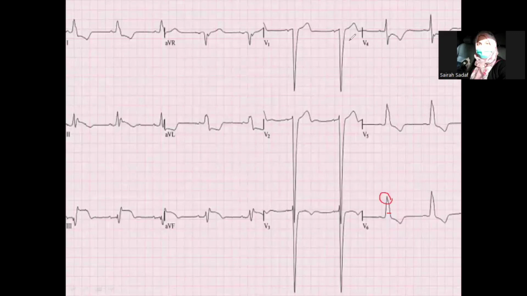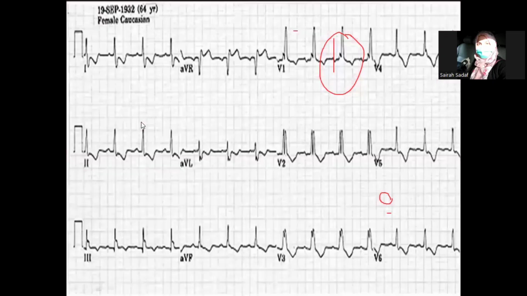And again, in V1, there's an S wave, the normal S wave is here. It is deeper and it is broader. So what is this? LBBB. Okay. Yes, this is LBBB.